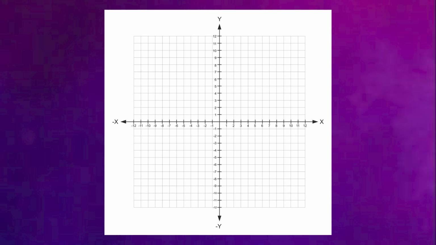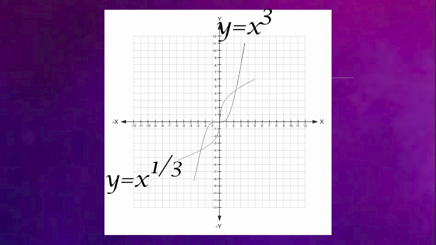Next, y is equal to x cubed, a curve which crosses the origin like this. And its inverse, y is equal to x to the power of 1 over 3, again a curve which crosses the origin like this. Again, these two graphs are mirror images of each other about the line y is equal to x.